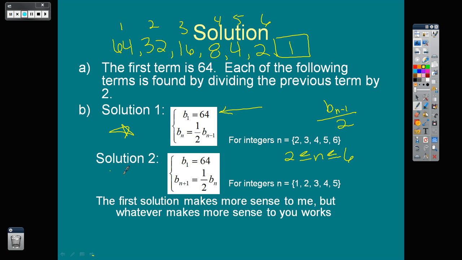Okay, how is that different than this one? This is saying the first term is 64. The term later on, n plus 1, is 1/2 of the one before it still. But when you decide what to plug in here, your domains are going to be different. Because the first number I can plug in for n here is 1, because that gives you that second term, and that's the second term we're looking for. Whatever works for you, use it.